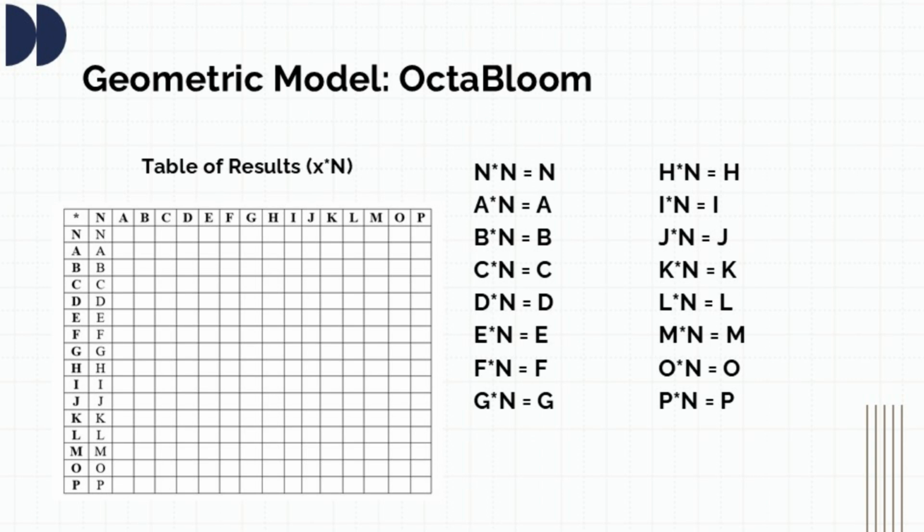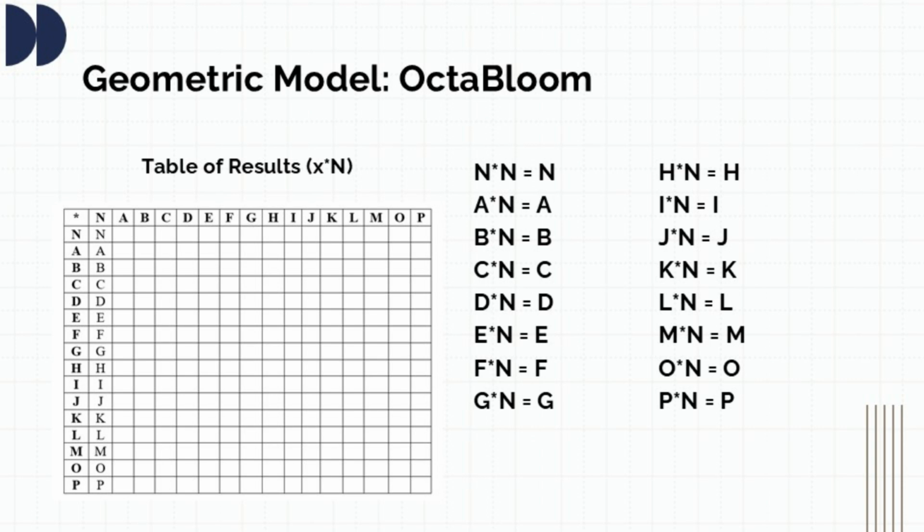Now, if we operate H star N, we'll get H because first we will flip only the flower and then we will do nothing, which results into H. Now, if we operate I star N, we'll get I because first we will flip the flower and rotate it 45 degrees clockwise and then we will do nothing, which results into I.